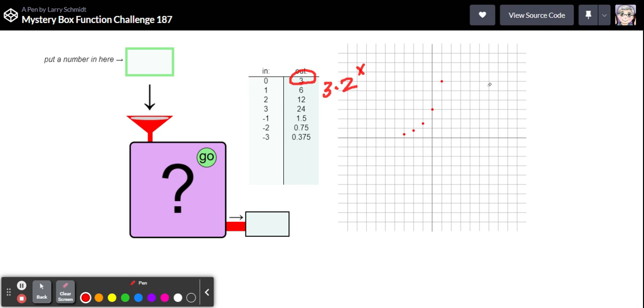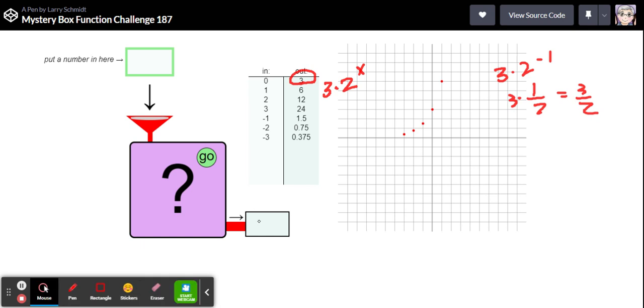Let's put in one of the negative numbers. So if we did 3 times 2 to the negative 1. Well, 2 to the negative 1 is 1 over 2. And then if we multiply that by 3, we get 3 halves. And we've got 1.5 here. That is 3 halves. So I think we've got this. Let's take a look.